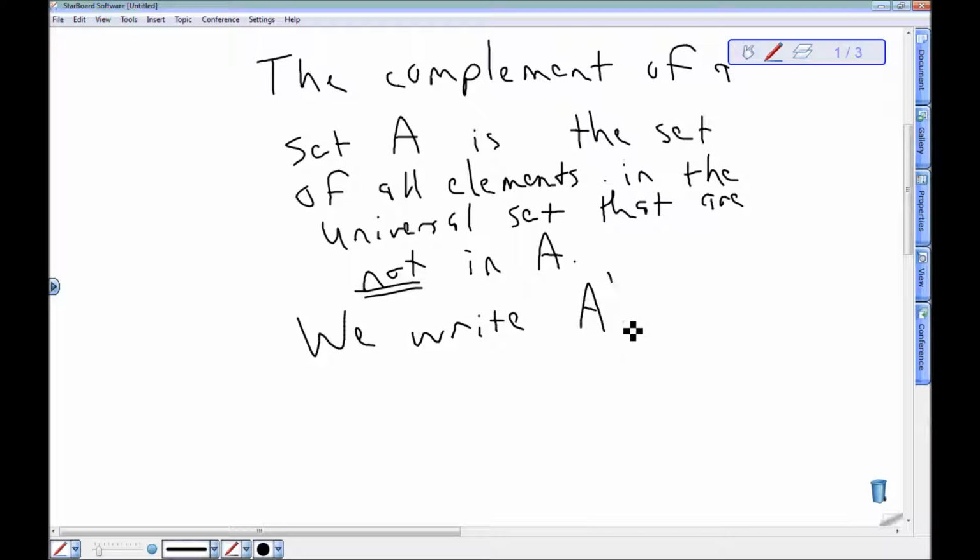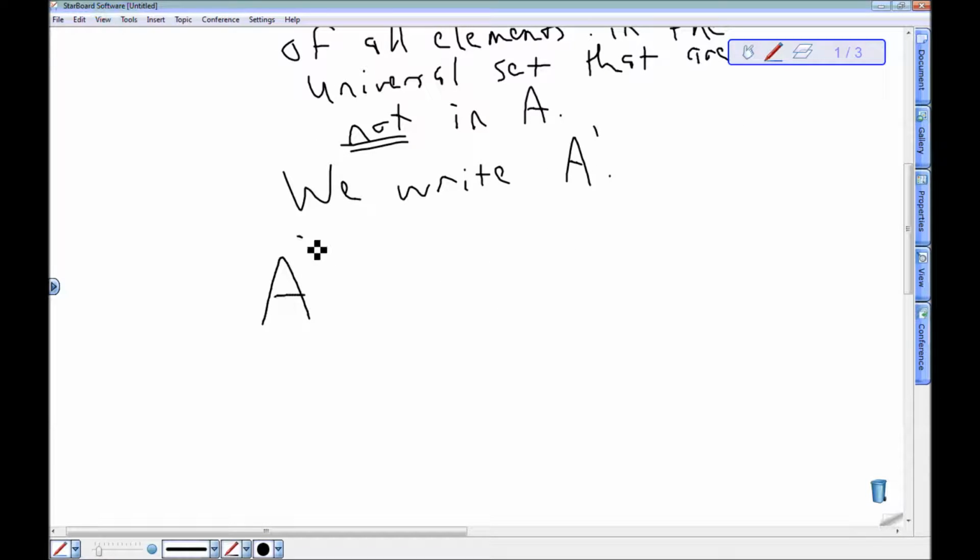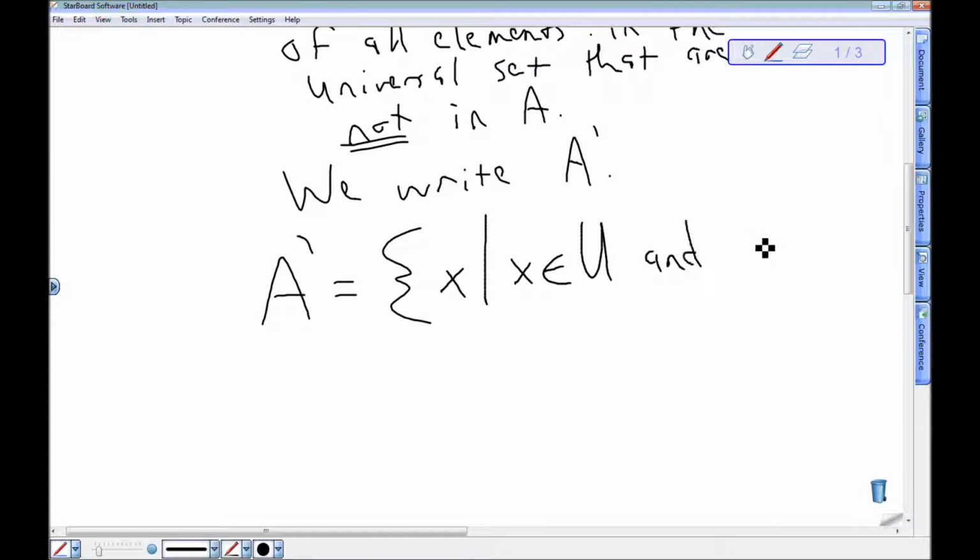We'll write A complement to mean A complement. So that's an A with either a single quote or an apostrophe or a prime symbol, however you recognize that symbol, that's A complement. And if we want to get very fancy about it, we can write the set builder definition of A complement. This is a set of all x such that x is in the universal set and x is not a member of A. Okay, so the complement is everyone in the universal set that is not in A.